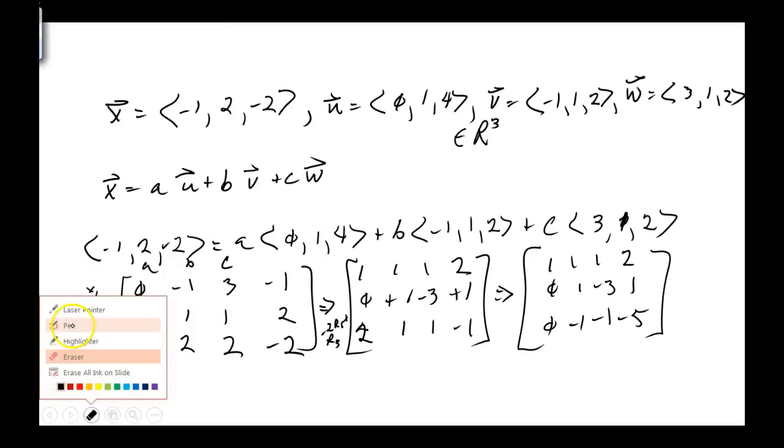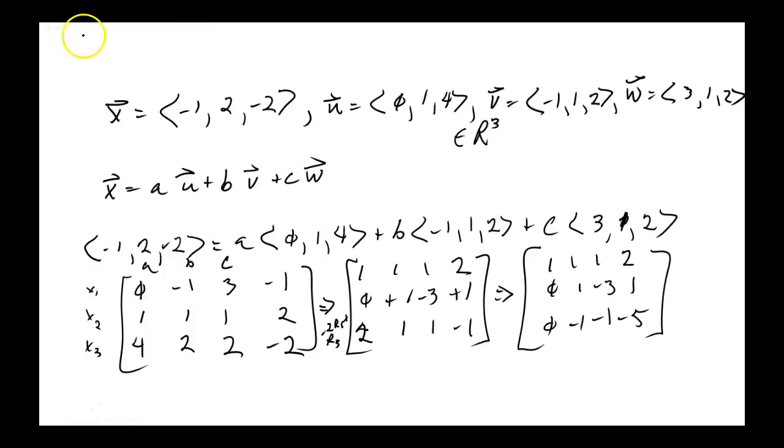Okay, this is going to be a little crowded at the top, but hopefully not too bad. 1, 1, 1, 2, 0, 1, -3, 1, and 0, 0, -4, -4. So do a -1/4 in the bottom row? Yeah.